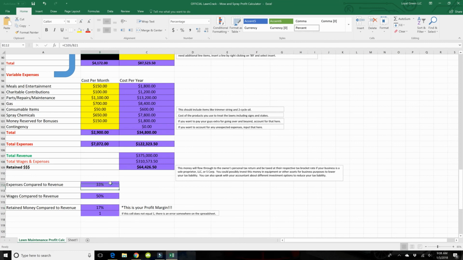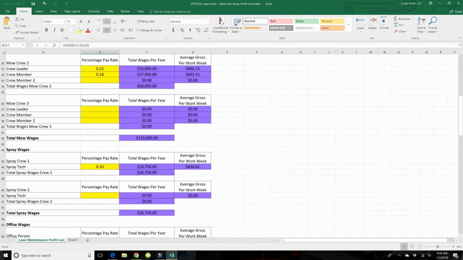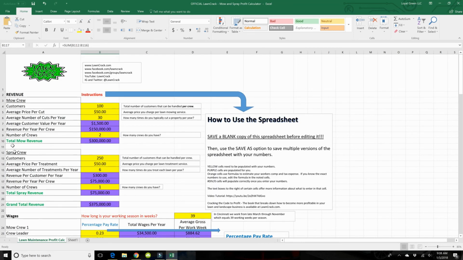So then I just have a couple other calculations here, just to get you some ideas on some numbers. If it means something to you, great. If not, oh well. And then if this cell here does not equal 1, something is messed up on the spreadsheet. So that's just kind of like a check and balance system. And that is the profit calculator. So it was requested to add to this, so I will do that.